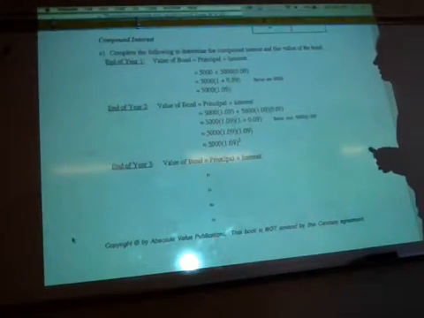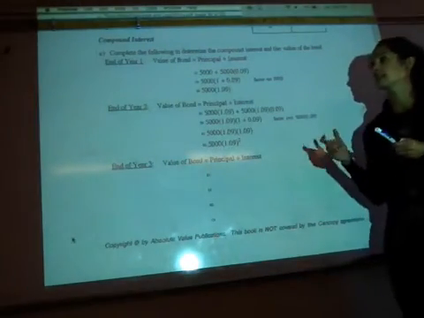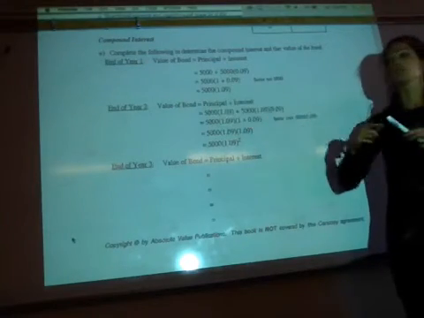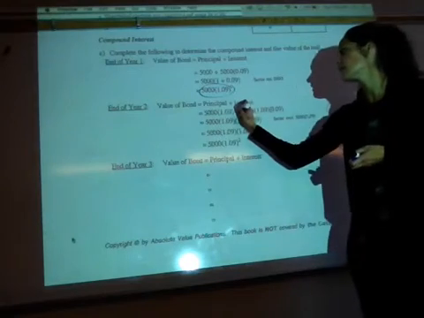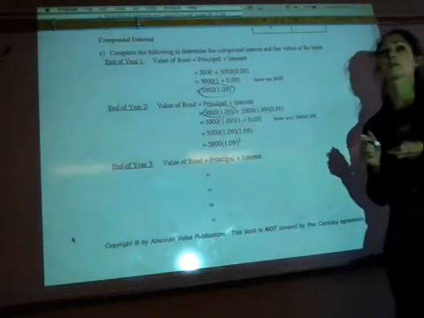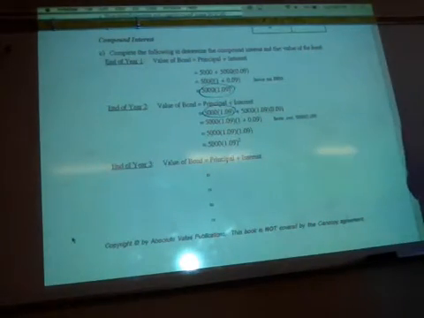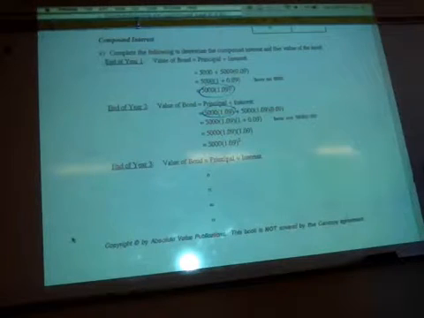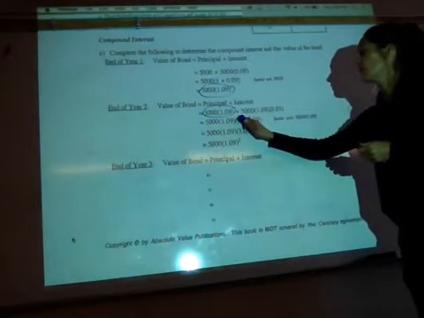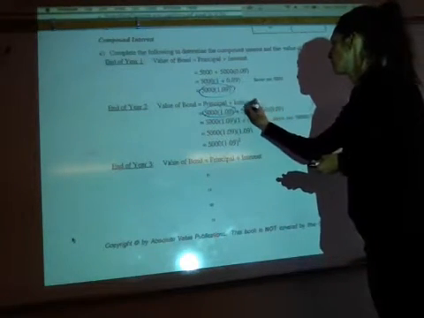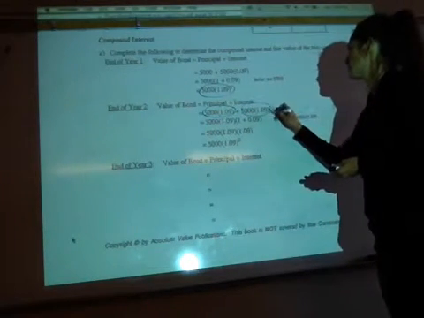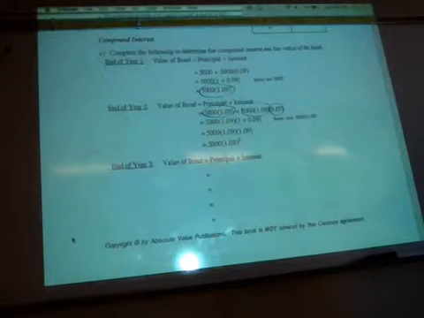At the end of year 2, notice that instead of the initial principal being just $5,000, they're taking the amount from the end of year 1, and that is now the principal for the beginning of year 2. Okay, so the principal changed. Then we're adding again. The interest would be on the principal times the interest rate.